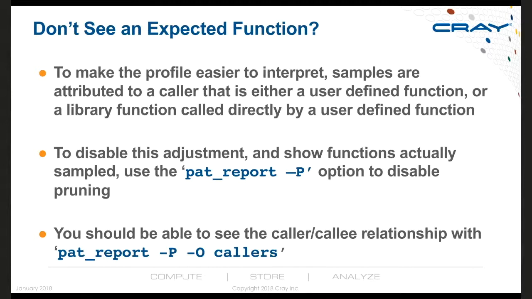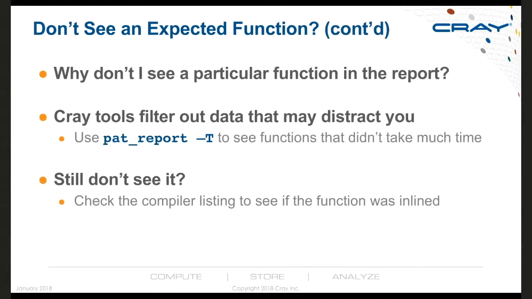Okay. So again, getting back to not seeing a function, you can run pat_report -P, and that will disable this pruning to a user routine. A lot of times with C++ codes, this comes in handy. So if you want a different view because you're not recognizing something, try pat_report -P. You can also get the relationship with the callers with -p. That might help you a little bit too. So these are tips that you can keep with you, especially since this is being recorded, kind of a cheat sheet for when you're using the tools.